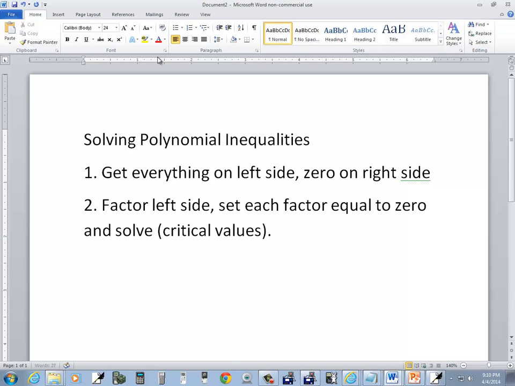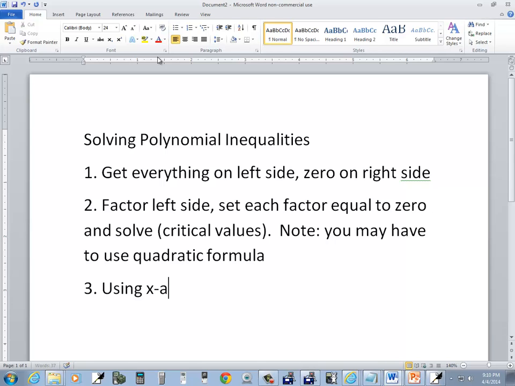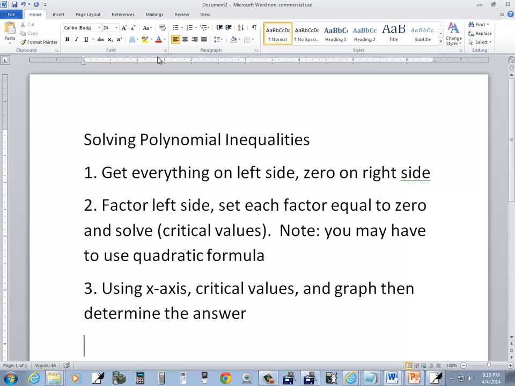Note, you may have to use the quadratic formula instead of factoring it. Step 3, using the x-axis, the critical values, not that I can spell critical, there you go, values, and the graph, then determine the answer.